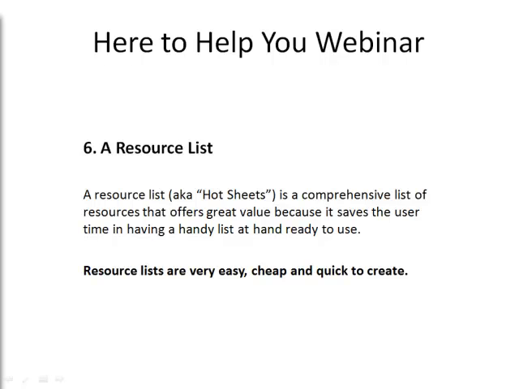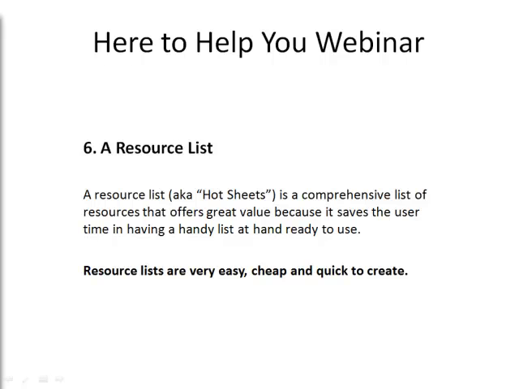Resource lists are probably the easiest lead magnets to create. You can create a resource list in a couple hours to half a day, is about all it takes. Because all you're doing is just using search engines and going to forums and blogs and just generating a list of links to resources that are on a particular topic.